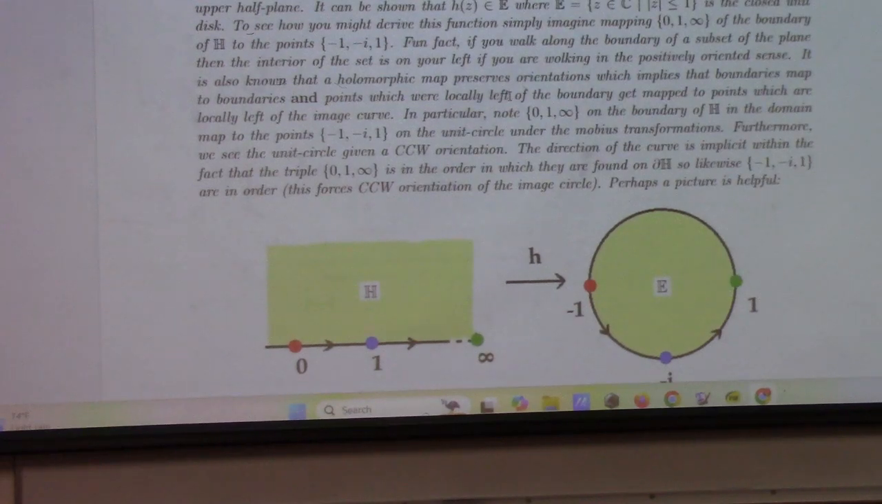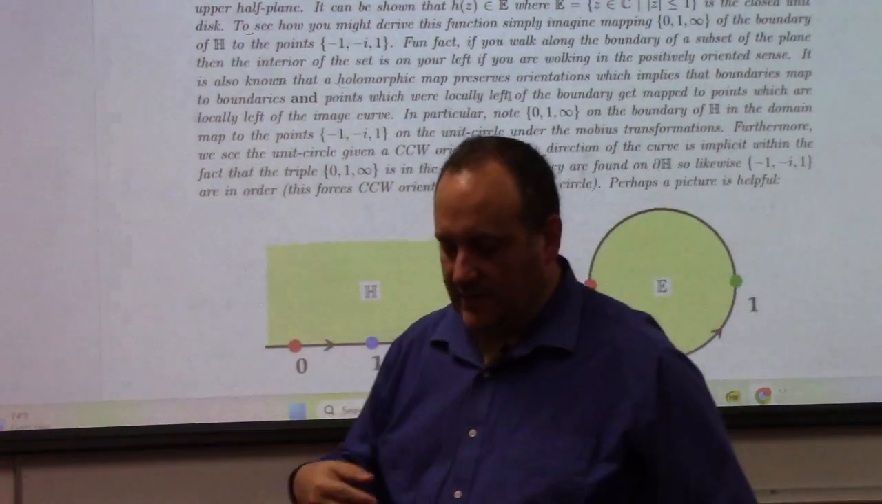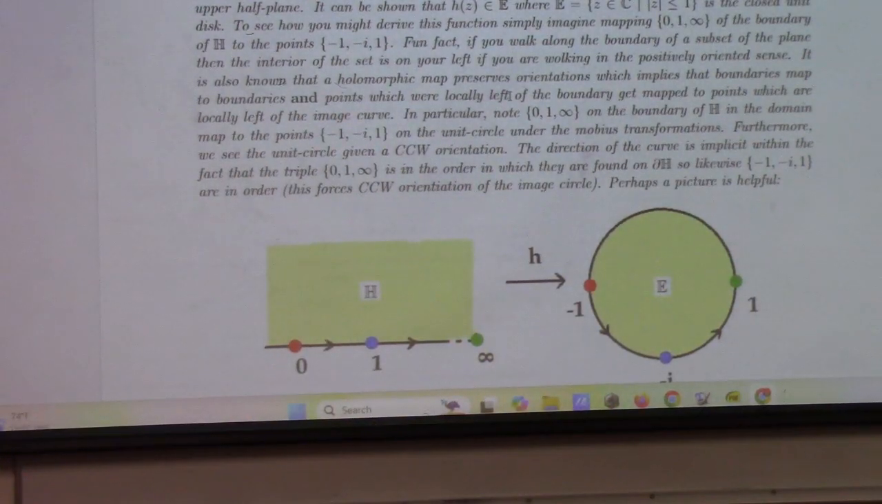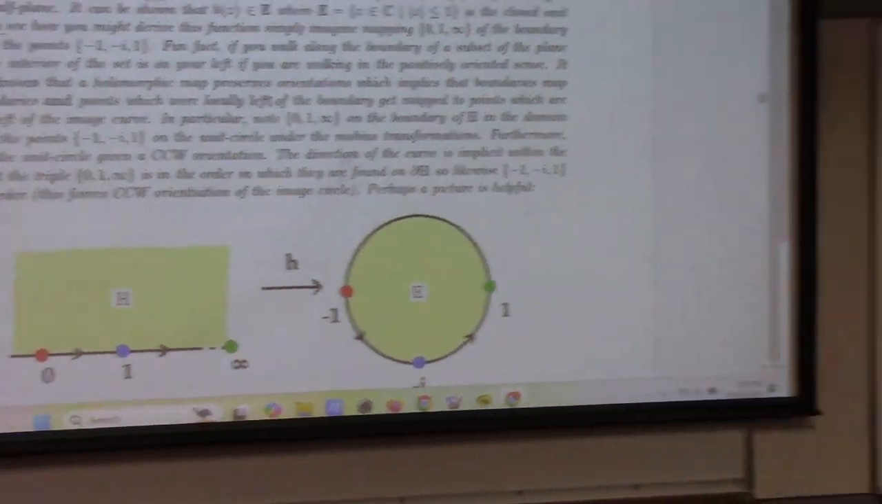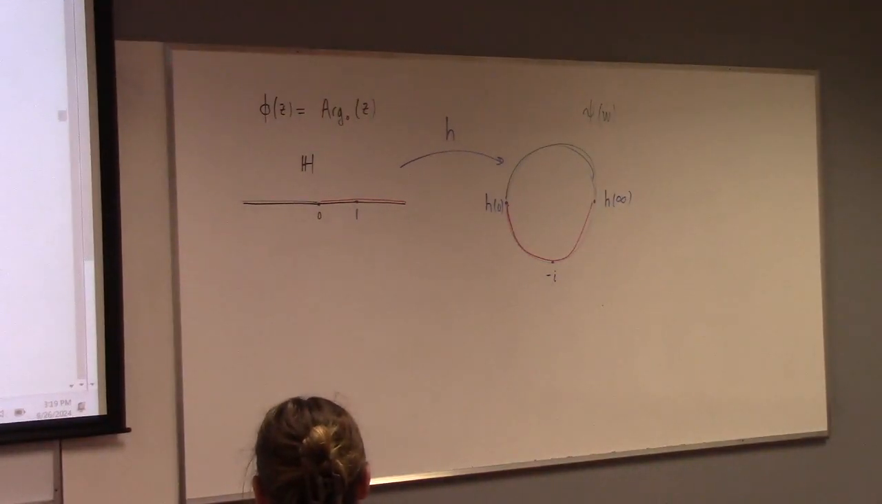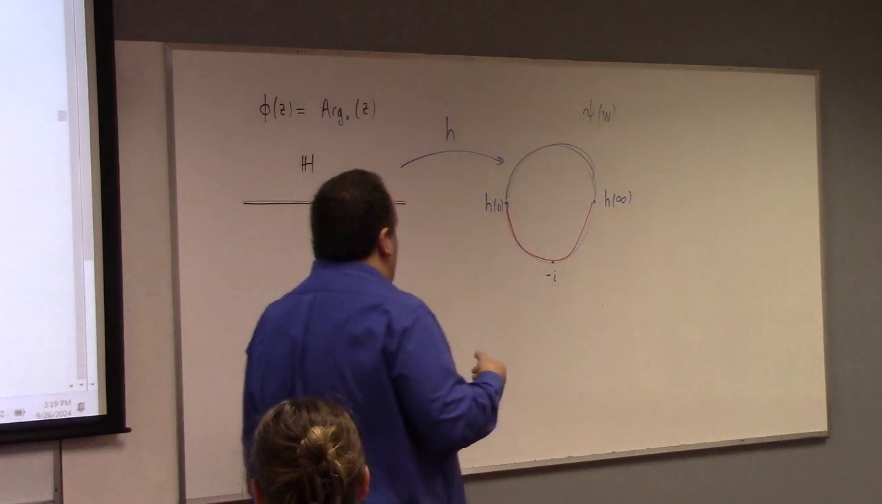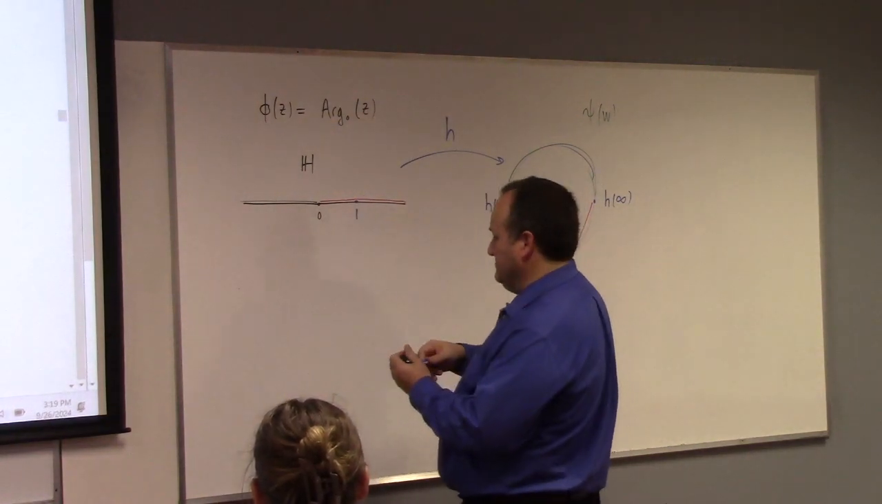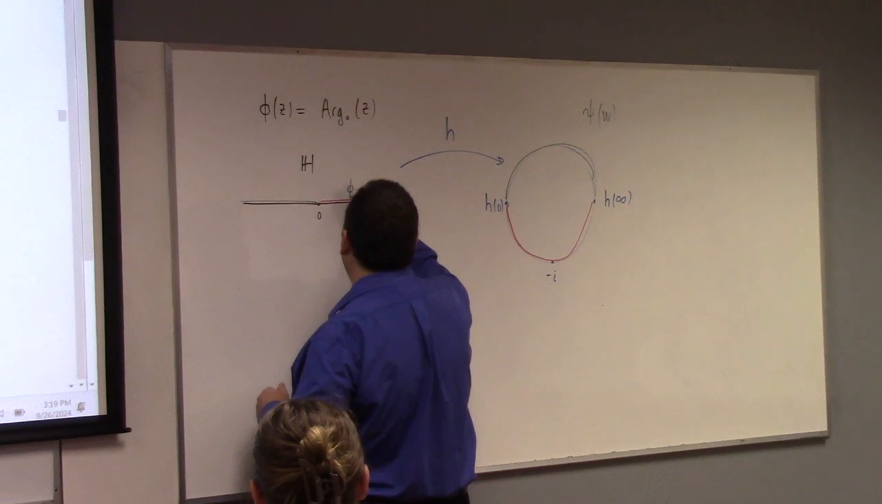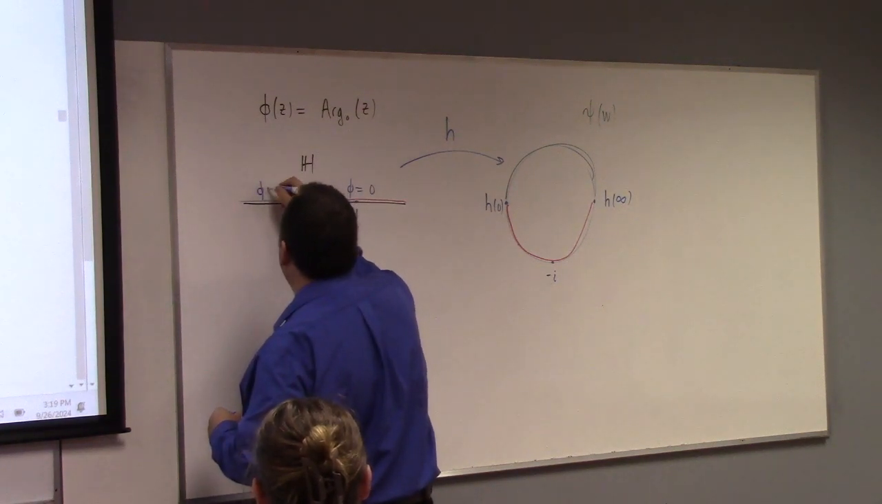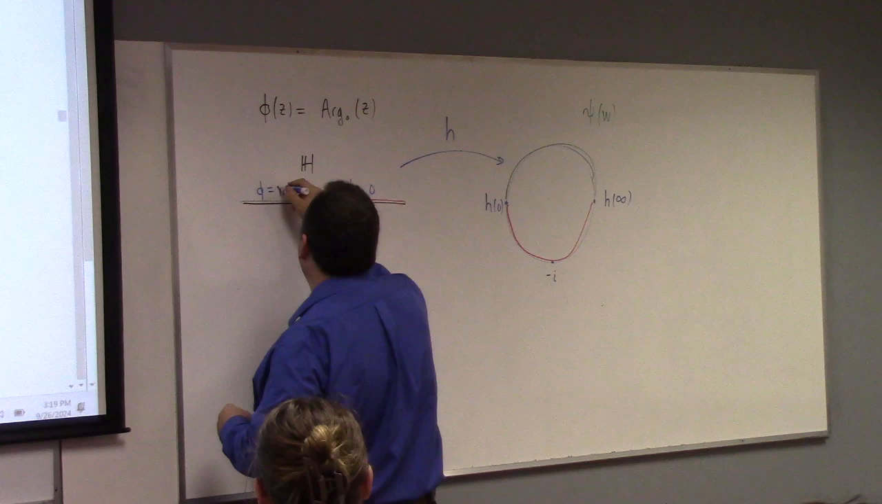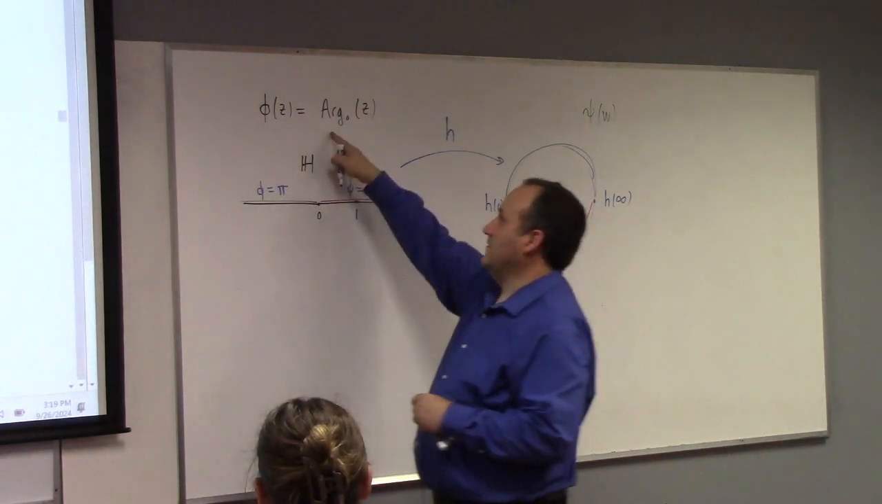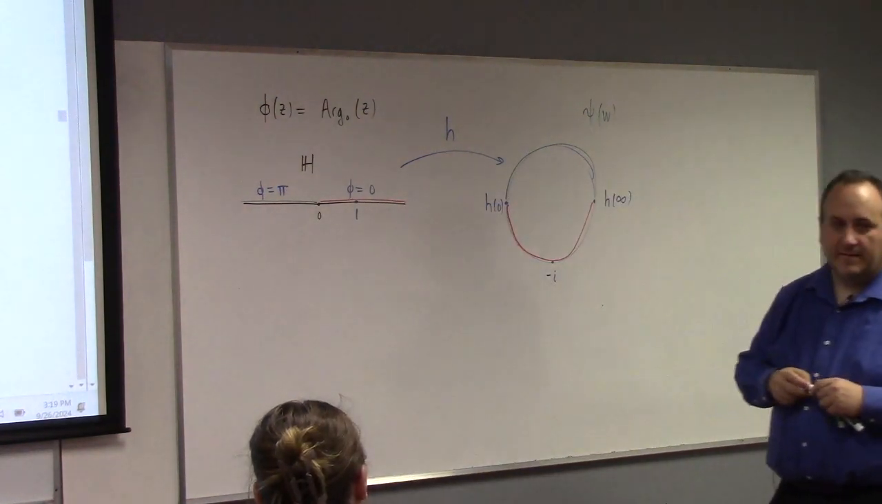A solution, and so I want to try to write the solution on the disk for Laplace's equation based on the solution for the half plane for Laplace's equation. Remember, like I was just saying, we've got phi equals 0 here, and we've got phi equals pi over here, because we're using arg sub 0, right, that argument.